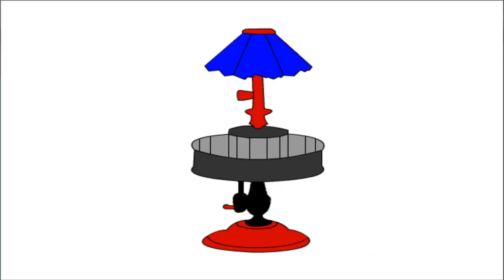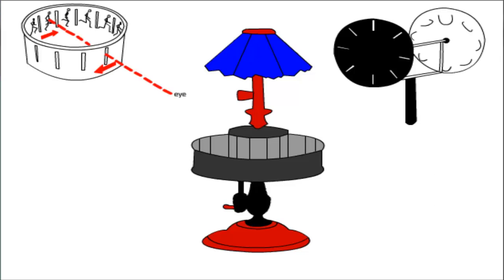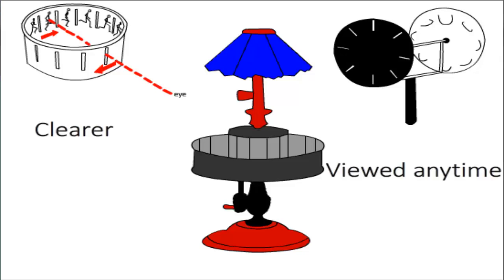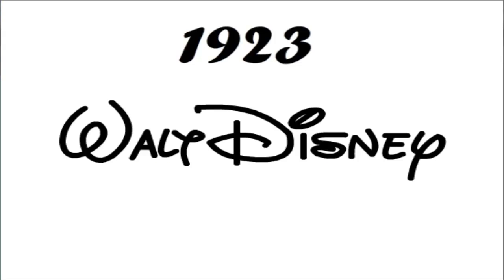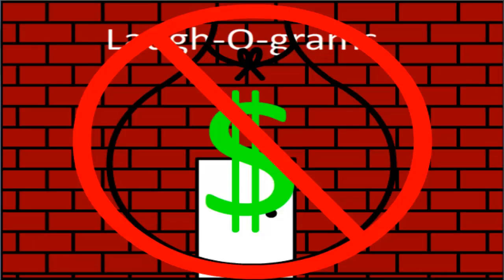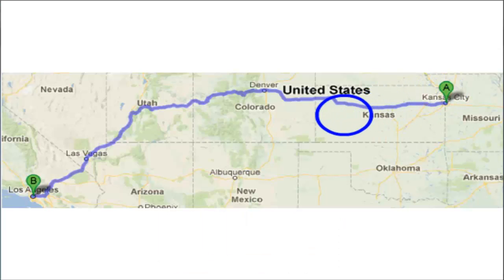The praxinoscope was nothing new, but was merely a combination of the zoetrope and the phenakistoscope, which made the image clearer, was viewed any time, and by multiple people. And now into what was called the Golden Age of animation. It starts off in 1923, when Walt Disney's company Laugh-O-Grams went bankrupt, so he was forced to move to Los Angeles, where he started a new life.